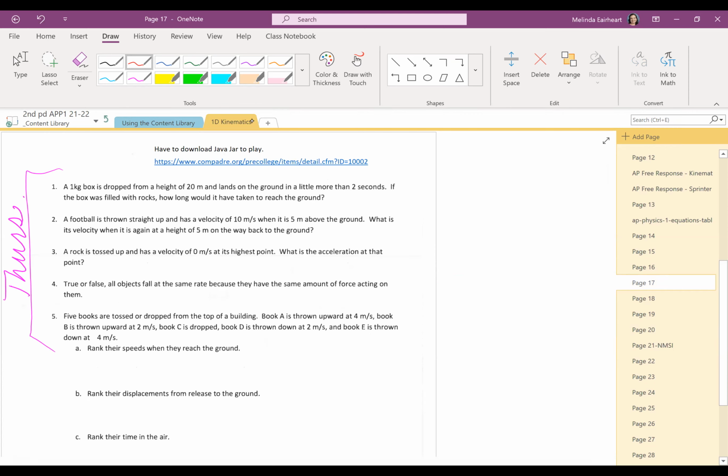If you want, you can just go to the content library and click it. But let's take a look. Oh, I forgot. You have to download the Java thing. So I've already downloaded it.